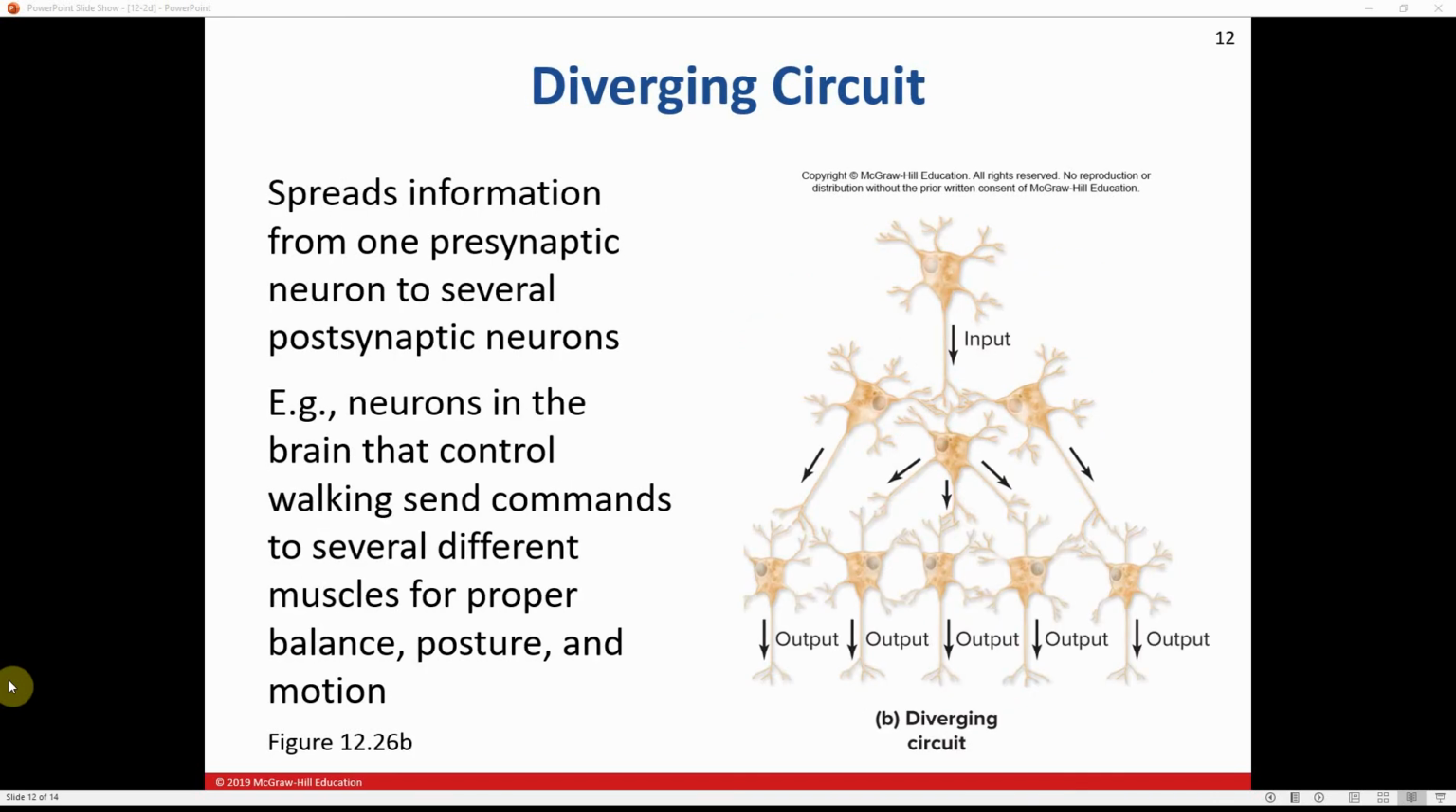Diverging circuit's going to spread information. We're starting with one or just a few neurons, and we're spreading that signal out more and more. Neurons in the brain that control walking are going to send commands to several different muscles for proper balance, posture, and motion. So we've got one small area of input, and you're causing different effects that are almost pre-programmed out in the muscles.